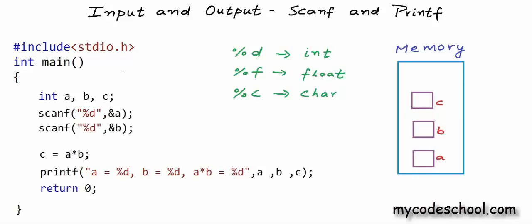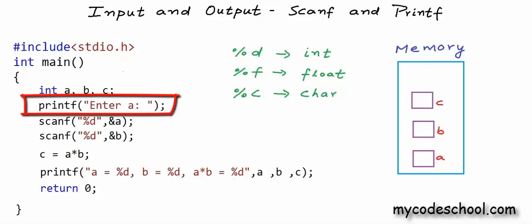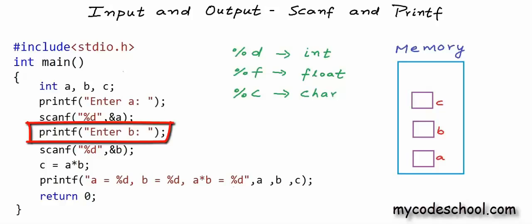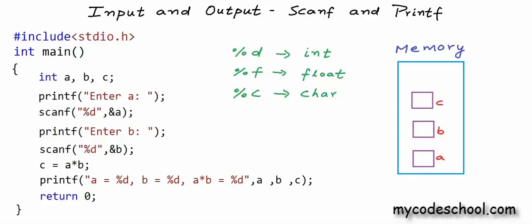So I'll revert back to two scanfs here. And now I want to do one more thing to make this program better. Before this first scanf, I want to write a printf saying enter A. And after the first scanf and before the second scanf, I want to write another printf saying enter B. Now let's run this program and see what happens.